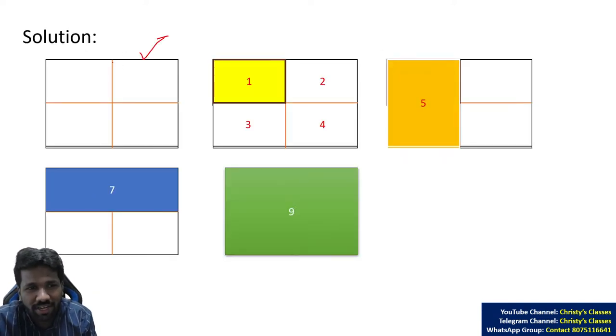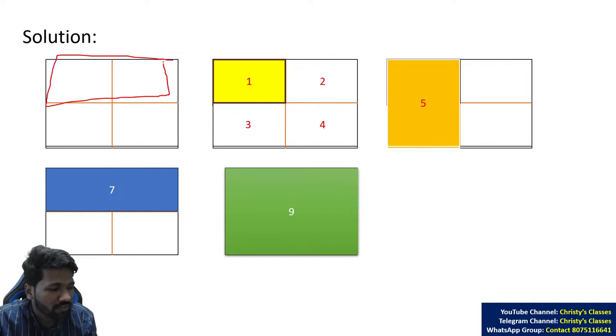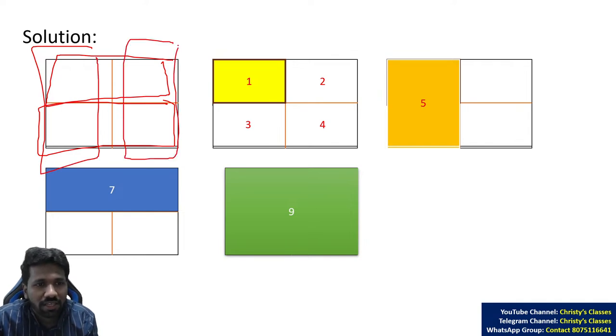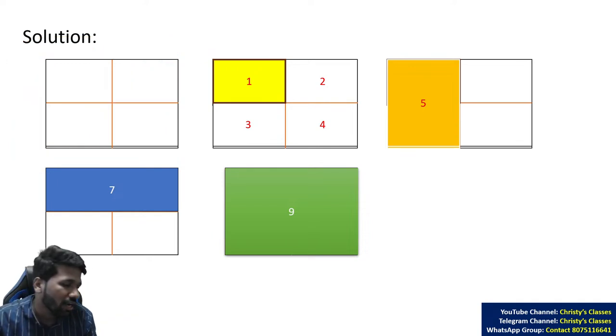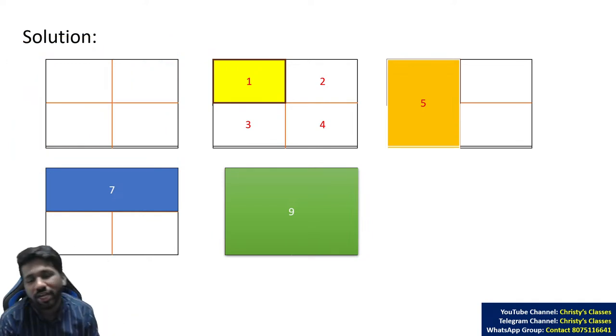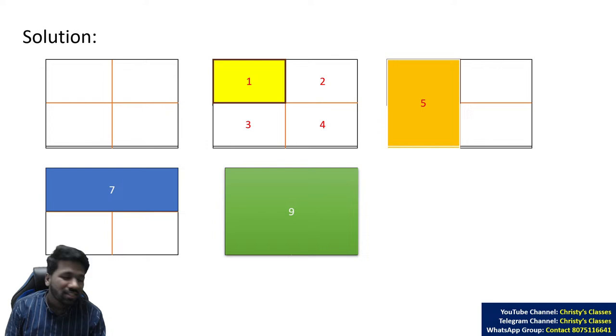This is the original rectangle. So one vertical line and one horizontal line is enough. Why? 1, 2, 3, 4. These are the small 4 rectangles. Right? And there are the other rectangles: 5, 6, 7, 8 and 9. There is a topic in the CSIR-NET syllabus called counting of polygons. This is a variety version of counting of polygons.